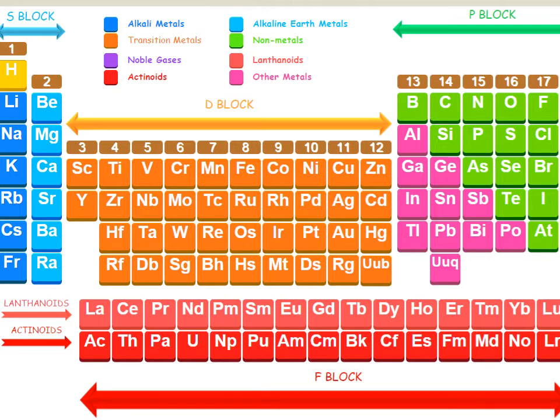Then students, the elements which you can see at the bottom of the periodic table are the F block elements, which are divided into lanthanoids and actinoids. These elements are highly radioactive and many of them are man-made elements. So students, this was about all the 4 kinds of blocks that are present in the modern periodic table.